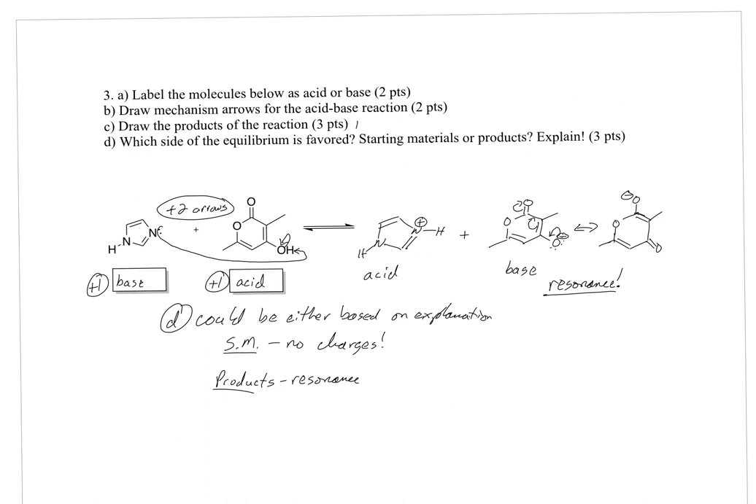Now, here I asked which side is favored. If you said starting materials because there are no charges, you earn the points. If you said products because this one can do resonance, you also earn the points. I wasn't looking for necessarily the right answer. I was looking for the explanation more than anything else. Can you look at these two things and say, well, this side has charges, so maybe the starting materials are favored? Well, but this one can do resonance, so maybe this is favored. It wasn't about the right answer. It was about the explanation for those things.